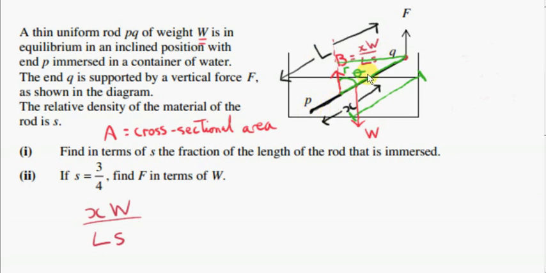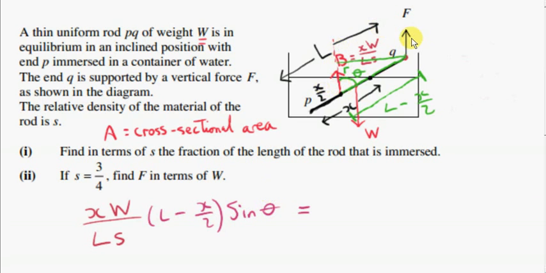Well, the distance from here to here is X, and the buoyancy force is positioned at the midpoint of this distance. So the distance from here to here is half of X, or X over 2. So the distance that we require is the length of the rod minus X over 2. It's L minus X over 2. So we have to take L minus X over 2 and multiply by the sine of angle theta. So that's the moment due to B.